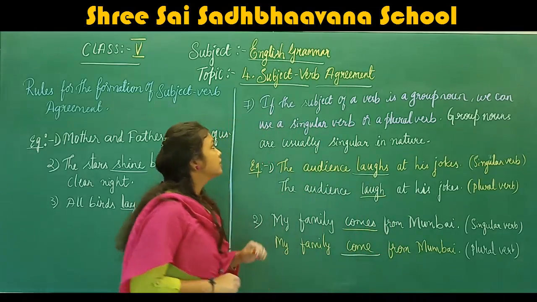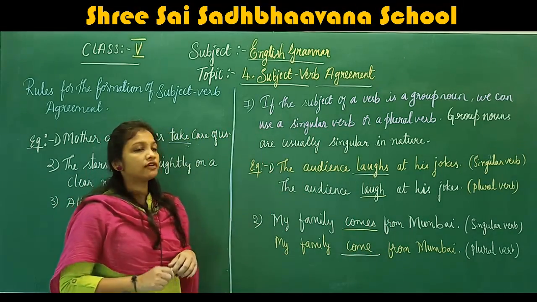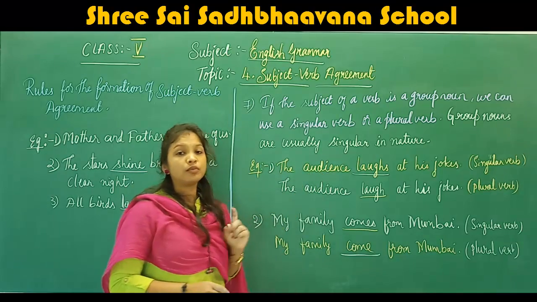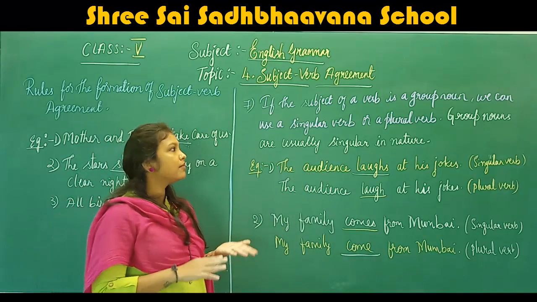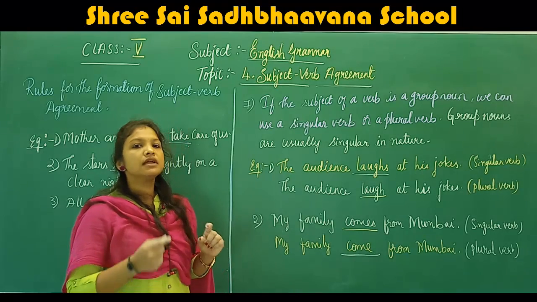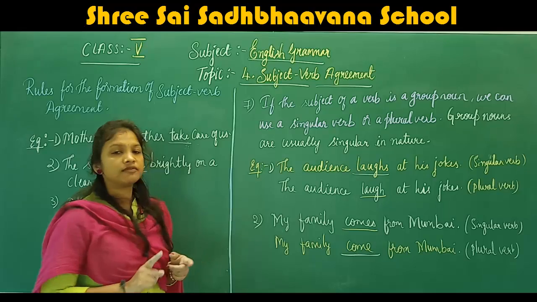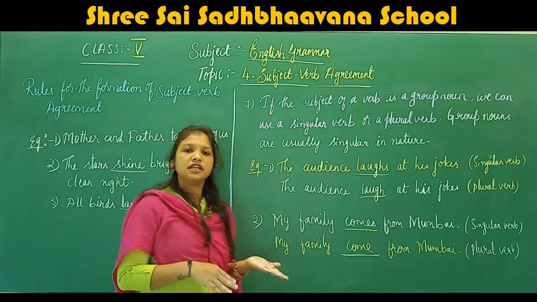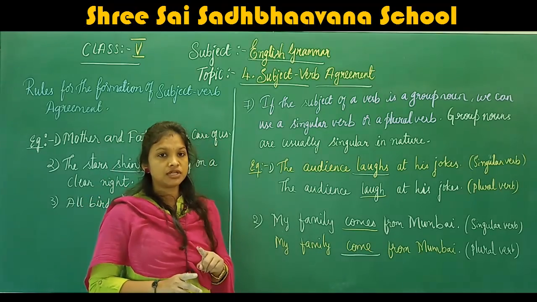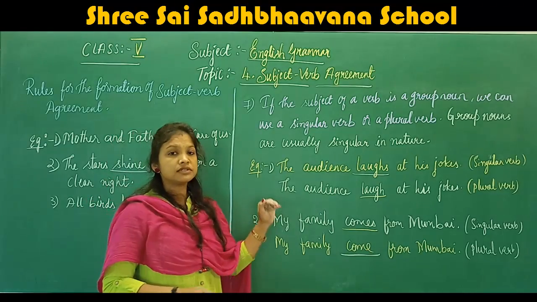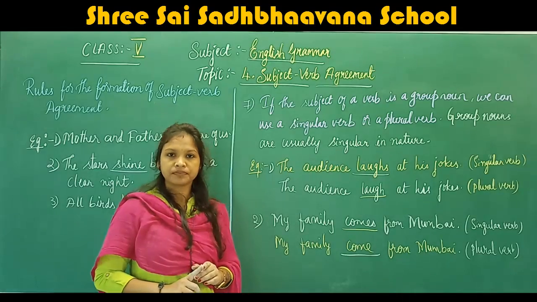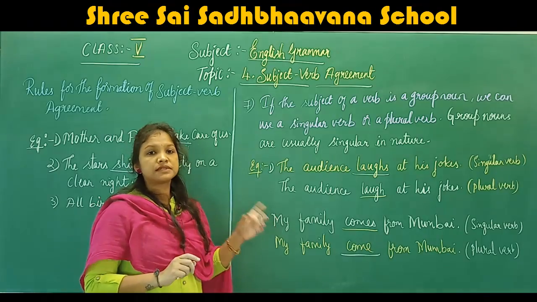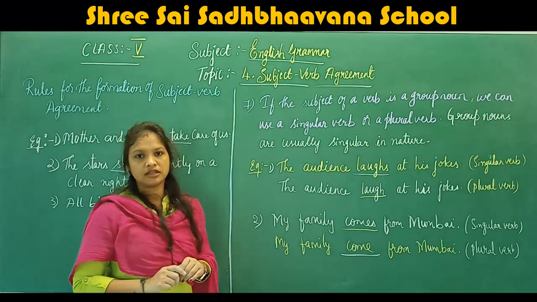Now the seventh point. In the seventh point, if the subject of a verb is a group noun or collective noun, then we can use a singular verb or plural verb. But usually group nouns are singular in nature. We can use both singular verb or plural verb, but usually group nouns are singular.